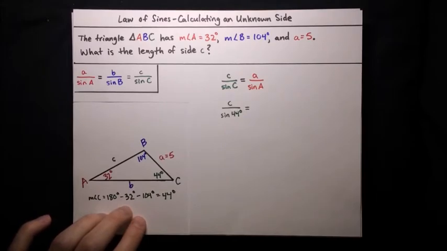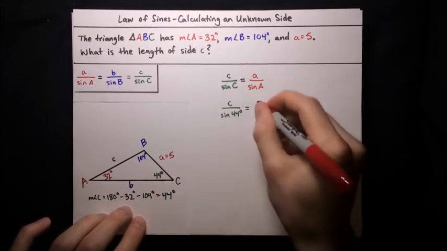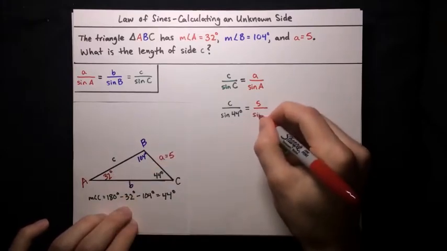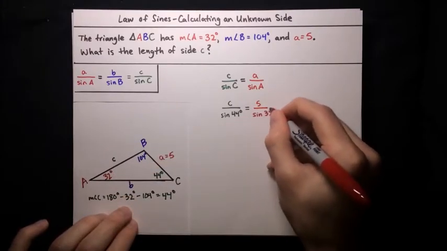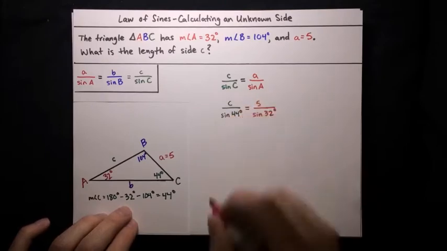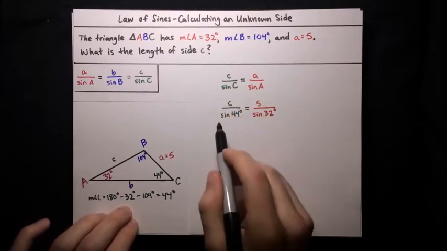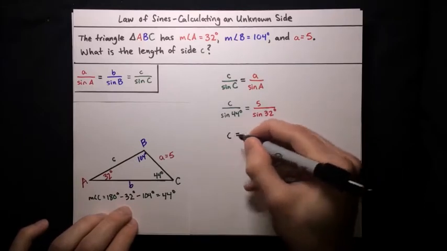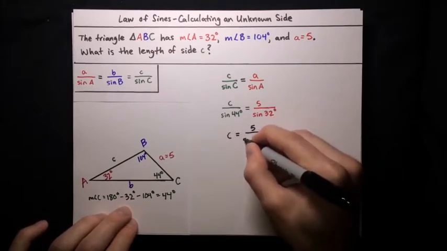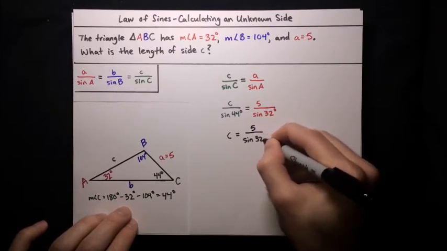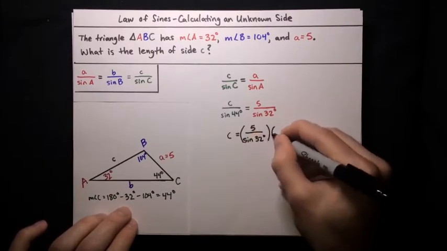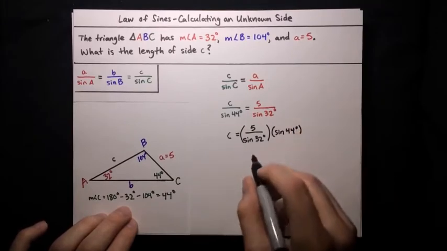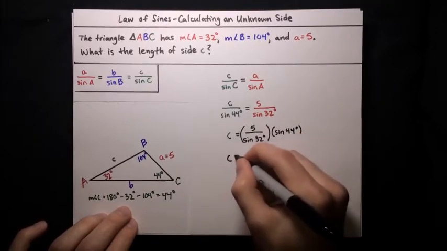Side A is just 5. So we have here 5 over sine of angle A. Angle A is just 32 degrees. So 5 over sine of 32 degrees. And now we can go ahead and solve this equation for C by just multiplying both sides by that denominator, sine 44 degrees. And we get C is equal to 5 over sine of 32 degrees times sine of 44 degrees. And we just stick that in our calculator and we solve for what that is.